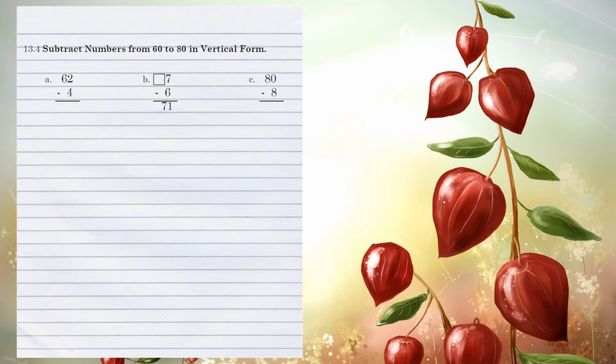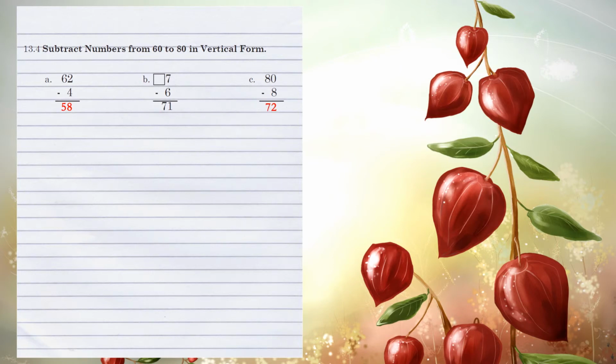Unit 13.4, Subtracting numbers from 60 to 80 in vertical form. Let's look at example A. 62 minus 4. Can't subtract 4 from 2, so we have to borrow from the 6, make it a 5. Take that borrowed 10, add it to the 2 to make it 12. 12 minus 4 is 8. Bring down the 5 for an answer of 58.